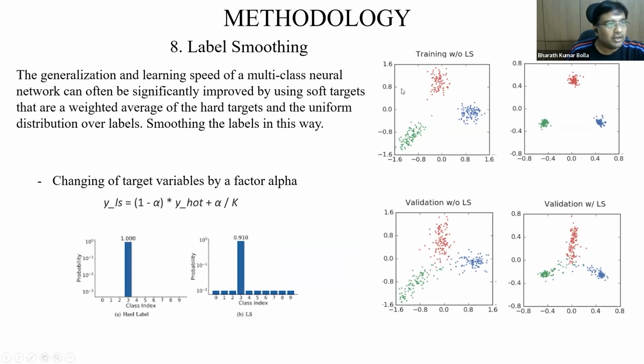For example, if you're training these data points without label smoothing, you end up like this, right? And in validation, it would be like this. That means definitely you are not able to have good separation. But if you train with label smoothing, you will have a better separation on the validation, and your model gets better and better, and it generalizes better.